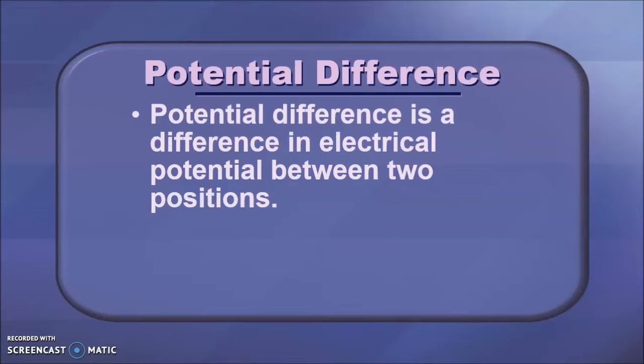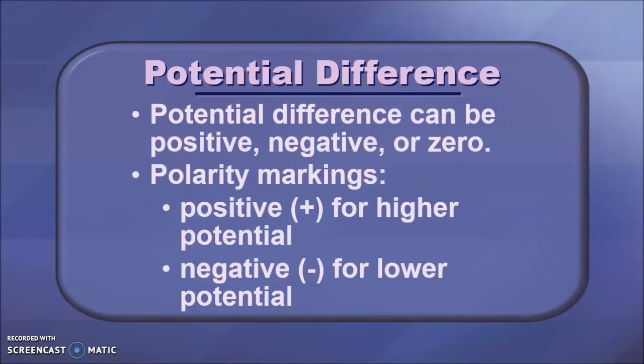Now, potential difference is a difference in electrical potential between two positions. And the way the book's going to explain it is like point A to point B, from two different spots, is going to be the amount of voltage between two different spots. Potential difference can be positive, negative, or zero, and we use polarity markings in order to signify these. Positive, or the plus sign, for higher potential, and negative sign for lower potential.